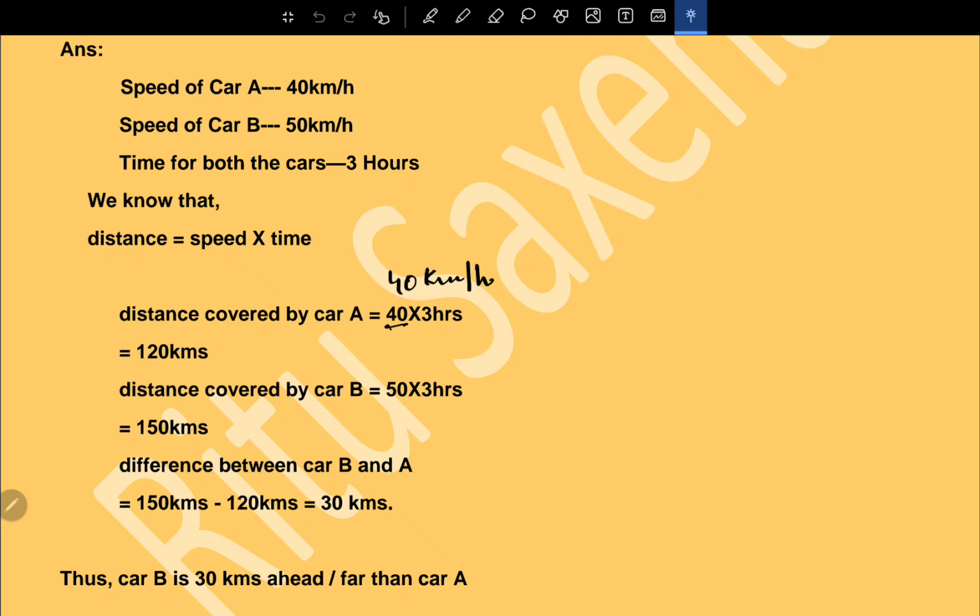Always mention the unit, and hours will be cancelled out. Here also 50 km per hour has to be mentioned. So 50 km per hour times 3 hours, and this comes to this. So the difference between car A and car B is 150 km minus 120 km equal to 30 km. So car B is 30 km ahead of car A.